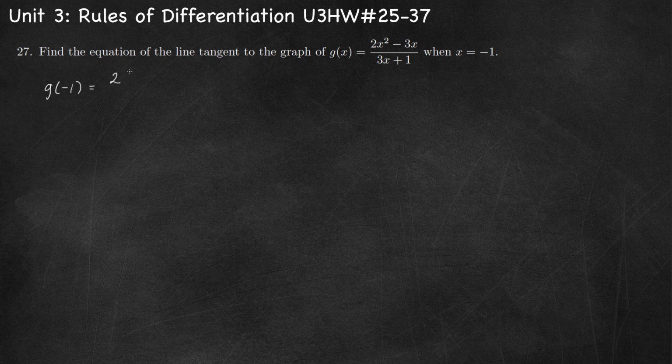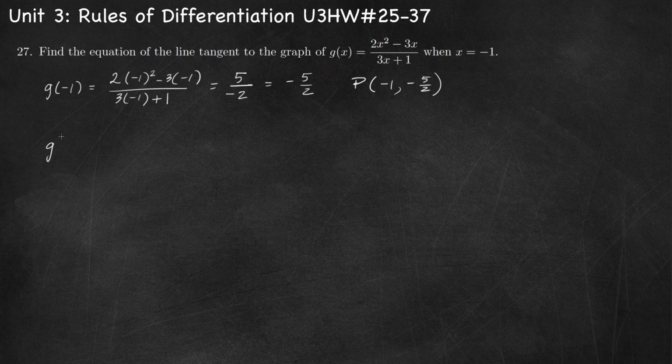So 2 times negative 1 squared minus 3 times negative 1 over 3 times negative 1 plus 1. So that's going to give us 2 plus 3 is 5 over negative 3 plus 1 is negative 2, or negative 5 over 2. So now I know my point of tangency is negative 1 comma negative 5 over 2.